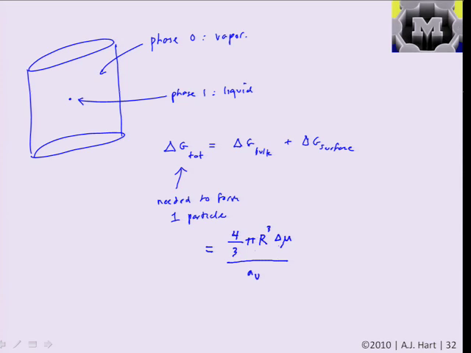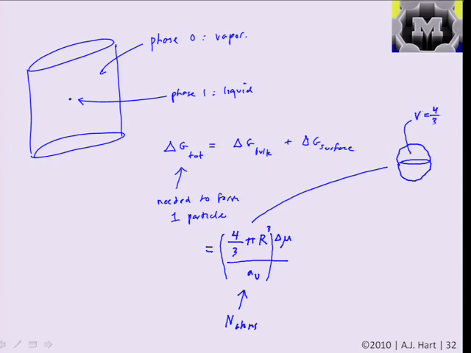So this expression is a relationship for the number of atoms, n, or the volume of the particle, assuming that it's a sphere, and the volume per atom, or the atomic volume, and the change in chemical potential, or total internal energy, per atom, upon phase change from the vapor to the liquid. So this is our bulk term.